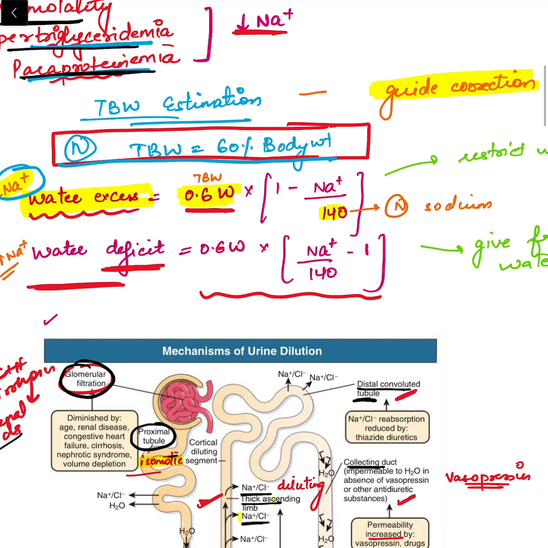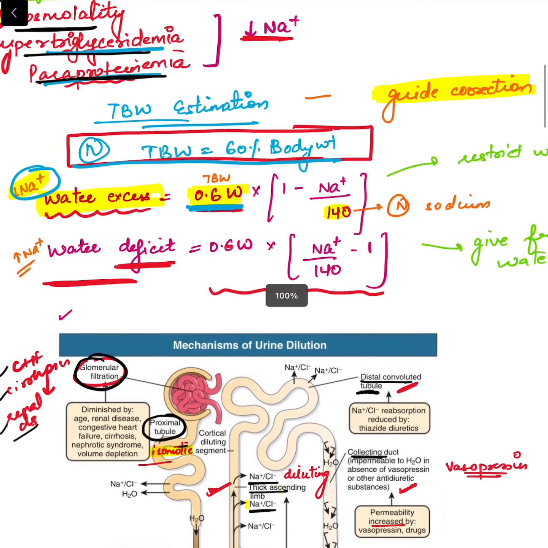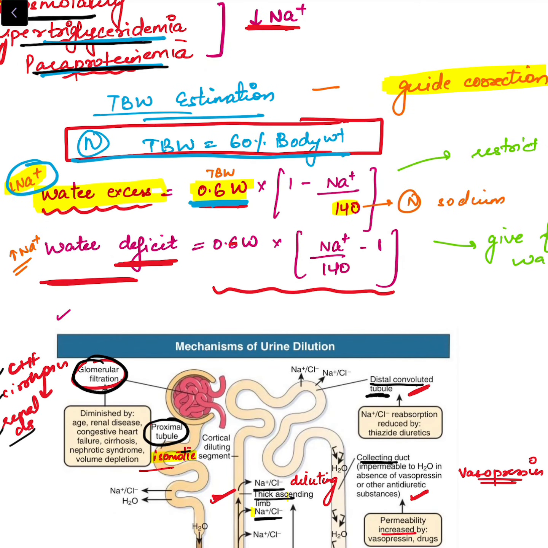Normally total body water is equal to 60% of the body weight. So how much water is in excess? You will calculate 0.6 times body weight times (1 minus sodium over 140). 140 is what we are taking as the normal sodium. So this much water needs to be restricted. This guides us on the correction.